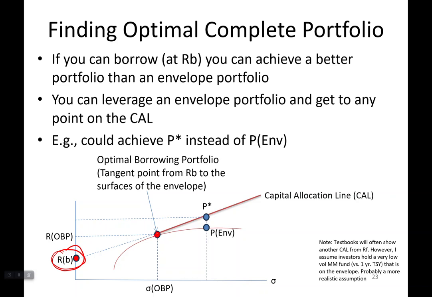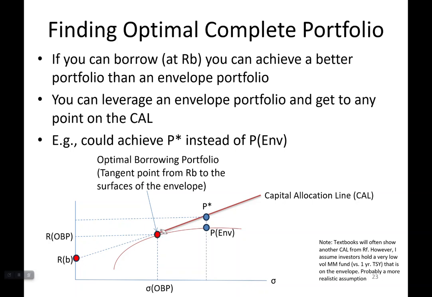This tangency is found by maximizing the slope of a line of a tangency point that comes from RB. So notice this could be right here, but by maximizing the slope of this line segment, it's going to ensure I get to this tangency point. The slope of that line, if you remember from high school, rise over run, my rise is going to be this Y segment, my run is going to be this X segment.